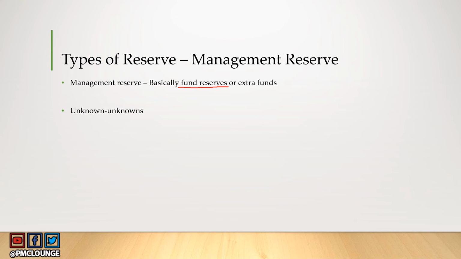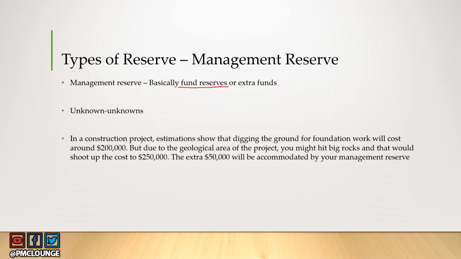This is money reserved for things that you are not aware of, and they do take place and you're still not aware what is going to happen, right? Let's take an example. In a construction project, estimations show that digging the ground for foundation work will cost around 200,000 US dollars. But due to the geological area of the project, you might hit big rocks, and that would shoot up the cost to 250,000 US dollars. Here, the extra $50,000 will be accommodated by your management reserve.